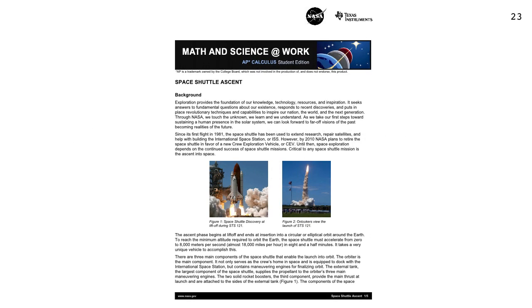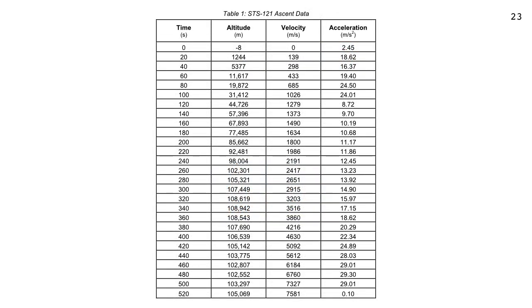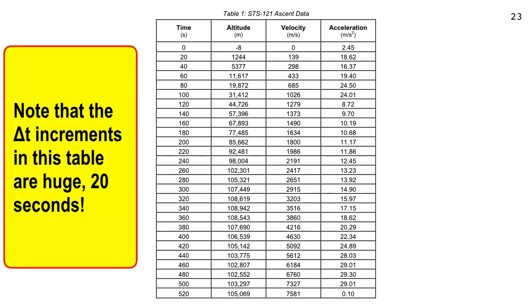It's a PDF, and you can look it up yourself. Here's the first page of it. And here's the table of data. All right, now don't worry about copying down, but do look at this table with me, and let's look at some of the features of it. Now, what are the delta T's in this table? Yeah, we got ginormous delta T's here, 20 seconds.